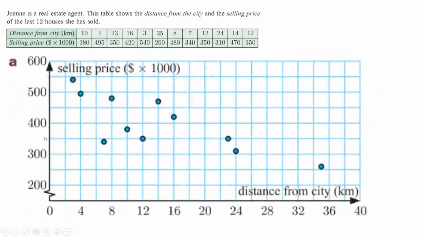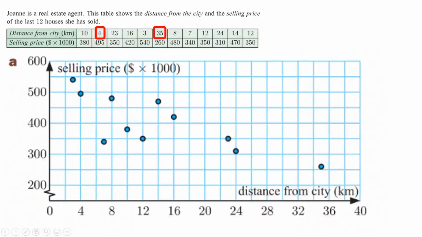Just in terms of making a scale on this one, the lowest value for distance from the city in this top row is 4. And the highest value is 35. So it makes sense just to go from 0 all the way through to the biggest 10 after 35, which is 40. So you just take the biggest 10 after 35 and the lowest 10 below 4, which is 0 and 40.